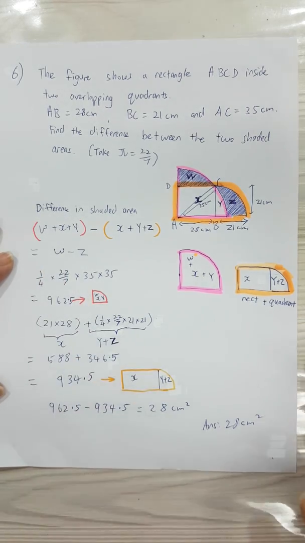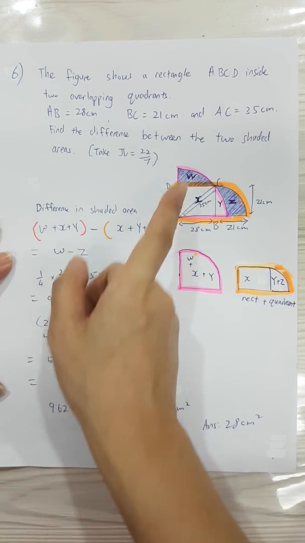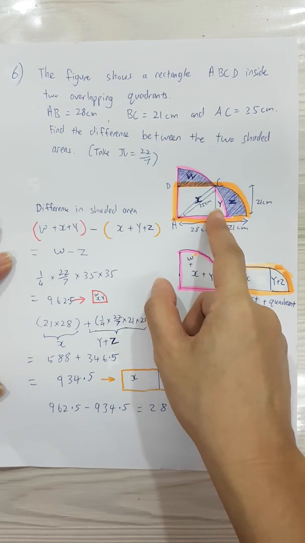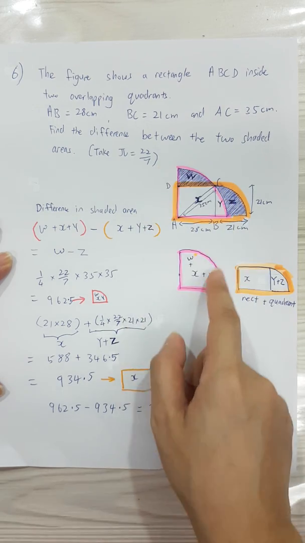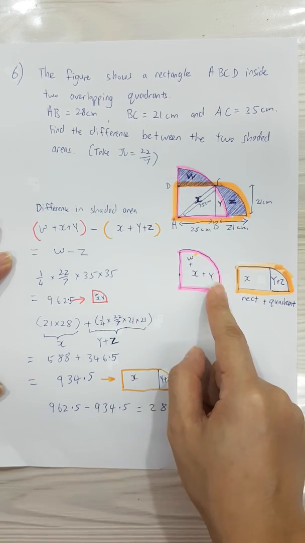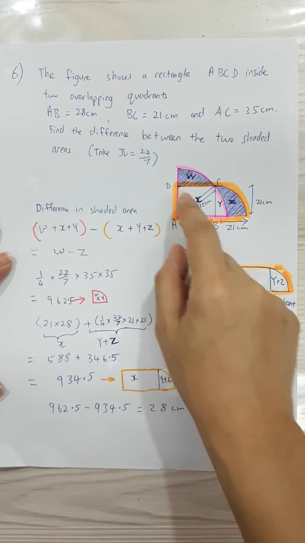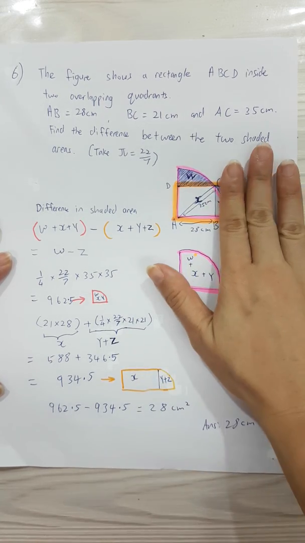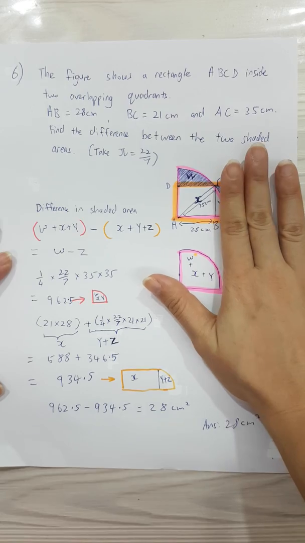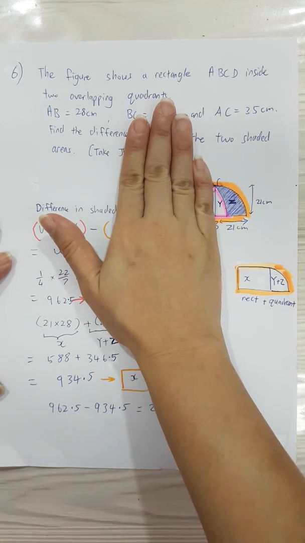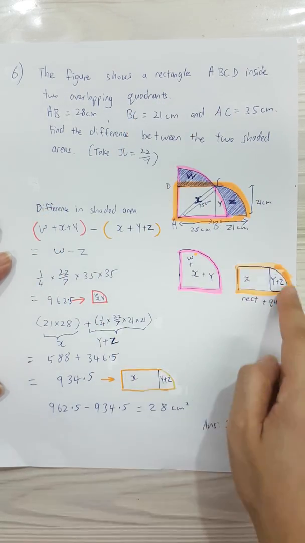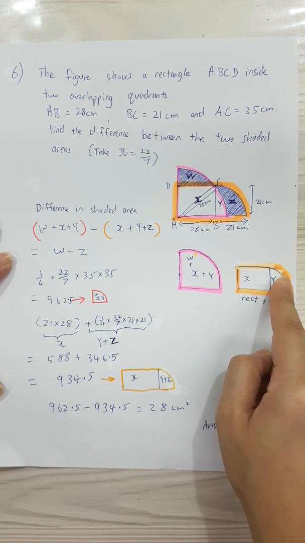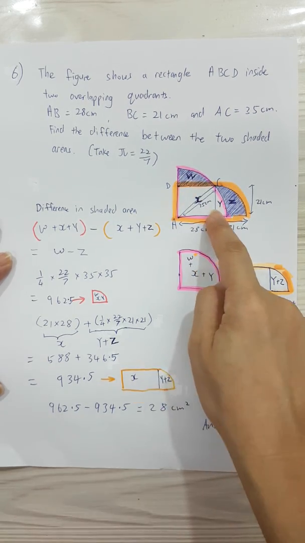So first you notice, if I label this W and X and Y, I will get a full quadrant. So I write this down, W, X, Y. And then if I see here, do you see there's a rectangle here? So I get a rectangle plus my quadrant, I will get this orange figure here. So the orange figure will be X plus Y plus Z.